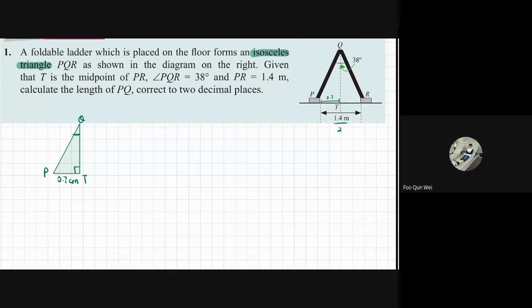Should you explain why or not? You should explain also. In your exam, no need to explain. But why 90? Because this is an isosceles triangle, right? I already said before, divide this triangle into two, then you will get two same size of right angle triangle.